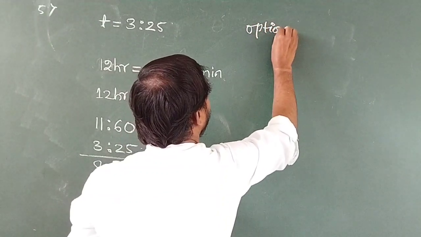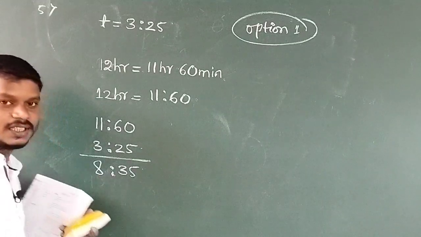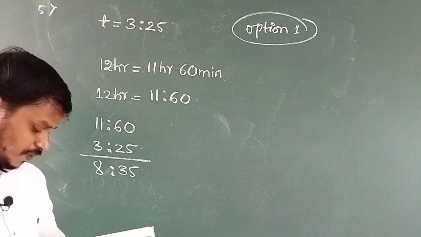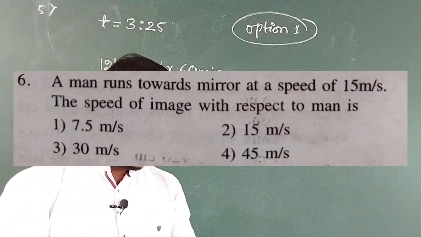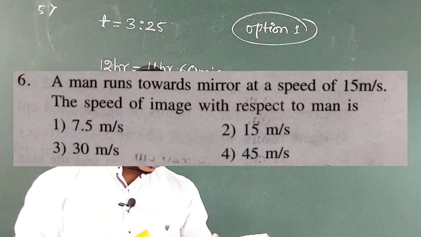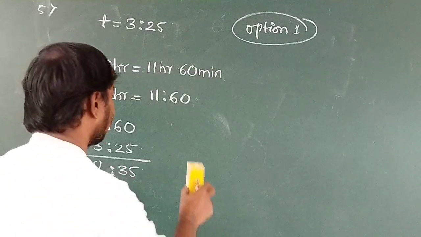Option 1 is the correct, because option 1 is 8:35. Then next one, question number 6. A man runs towards mirror at a speed of 15 meter per second. What is the speed of the man here? 15 meter per second. The speed of the image with respect to the man is.